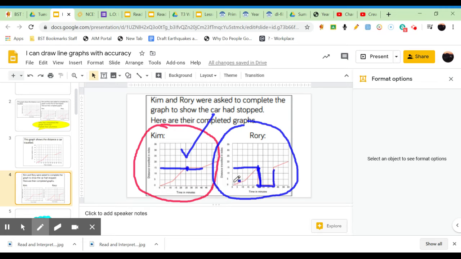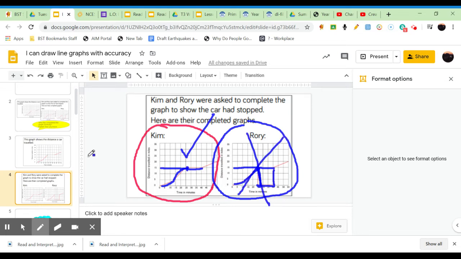But of course, it must have traveled. It's still traveled that distance. So we can't get rid of those 15 miles. They're still going to be there. And therefore, we must connect across because those miles must remain there. They have been traveled. They're not imaginary miles. So in fact, actually, Rory, you are wrong. Okay. And Kim, you are correct.